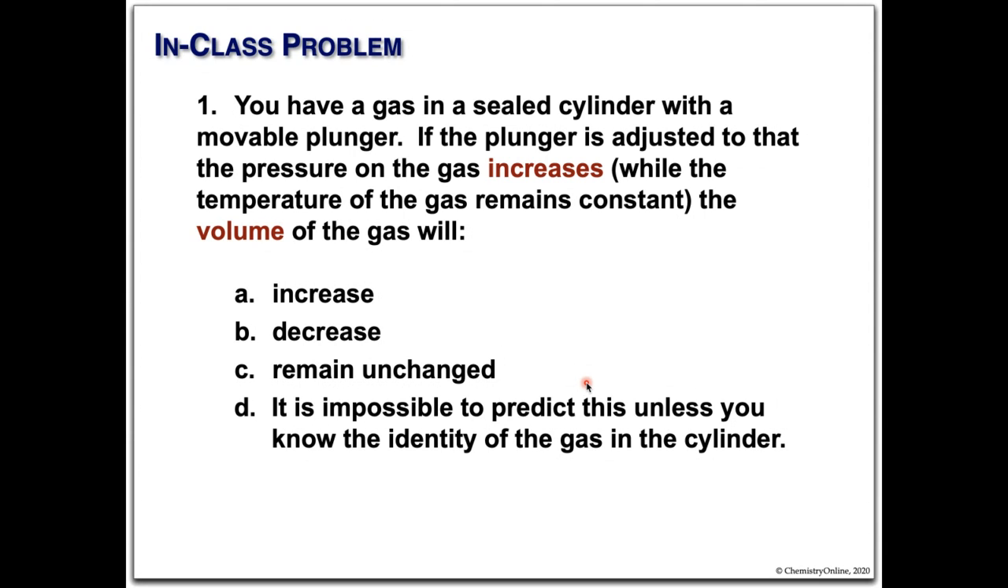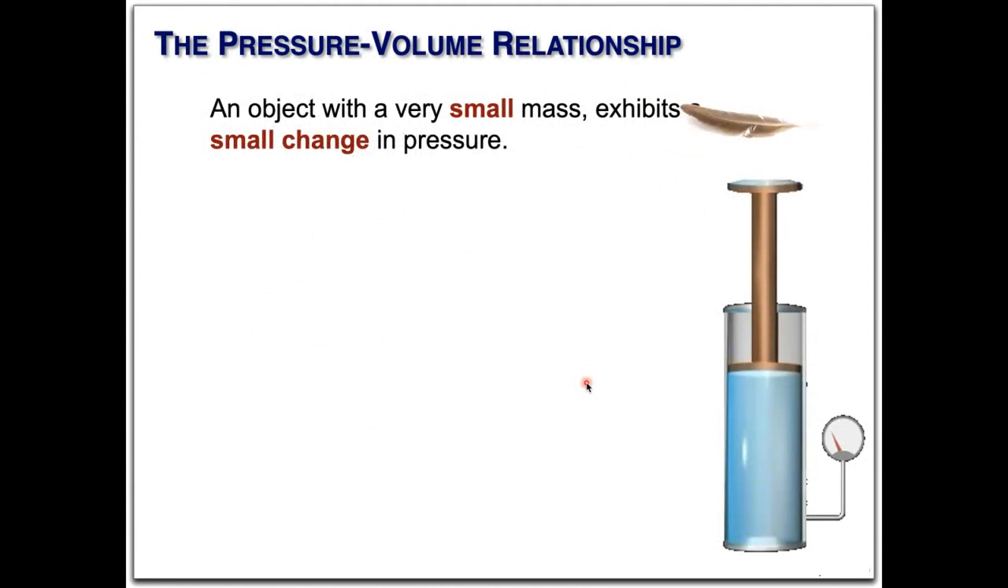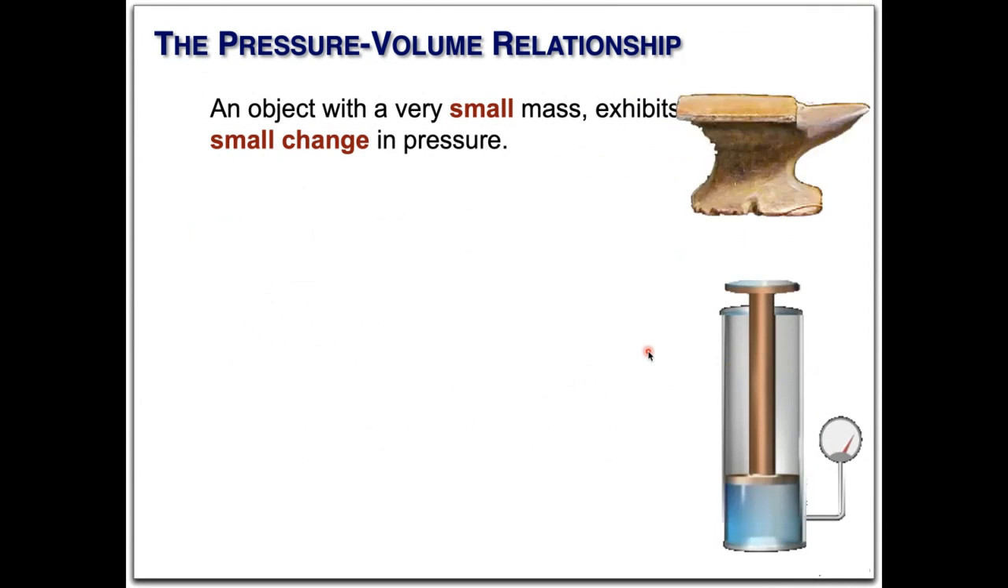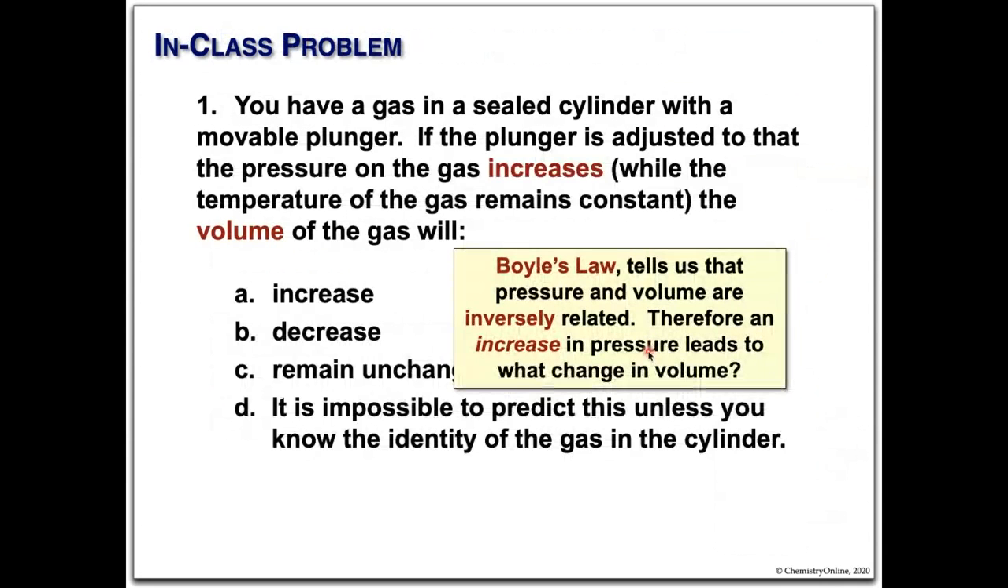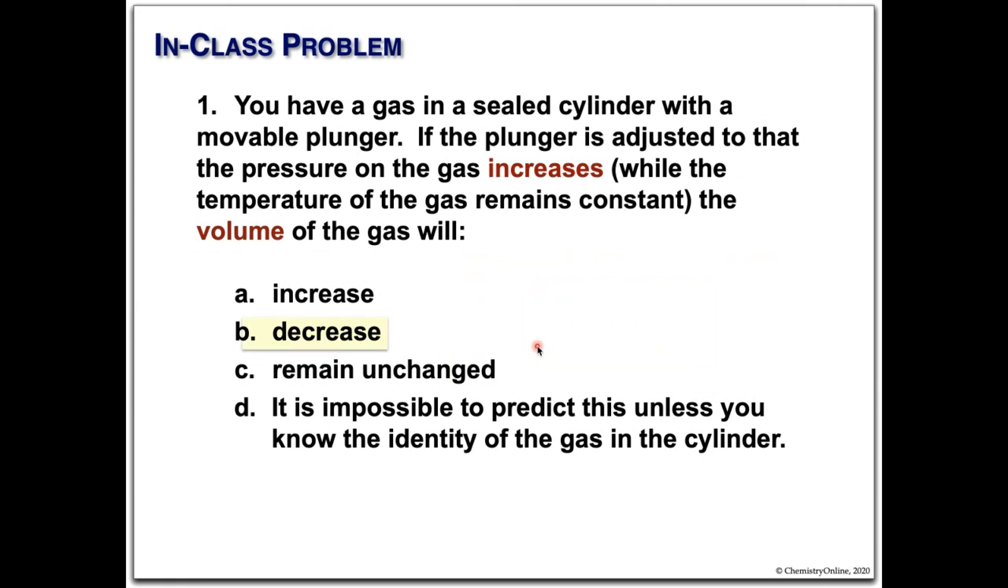This is a classic Boyle's Law problem. We remember the feather and the anvil. Little bit of pressure, lots of volume. Lots of pressure, small volume. It's an inverse relationship. Pressure goes up, volume goes down. Pressure and volume are inversely related. We increase the pressure, the volume must decrease. Any questions?